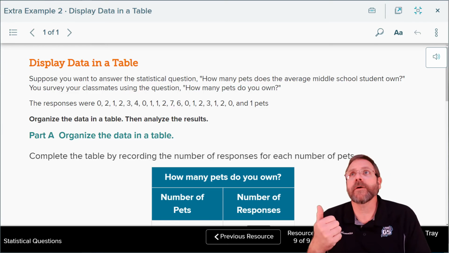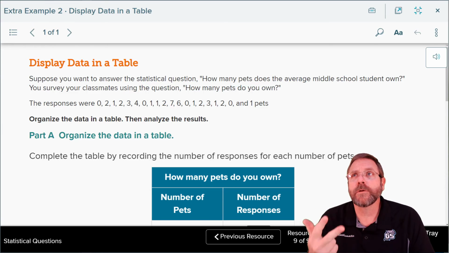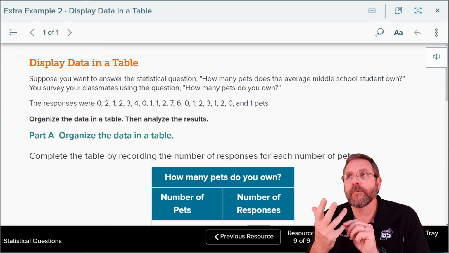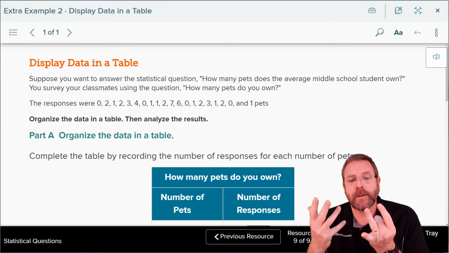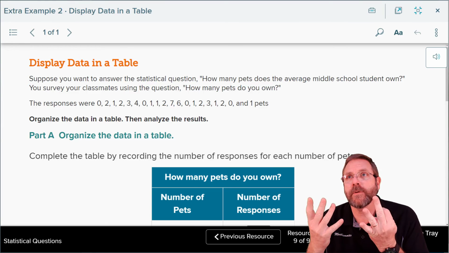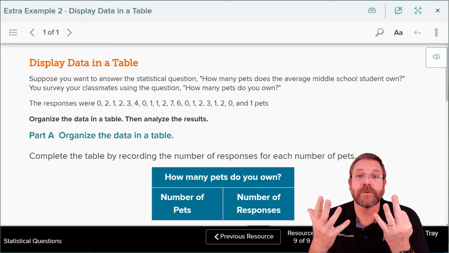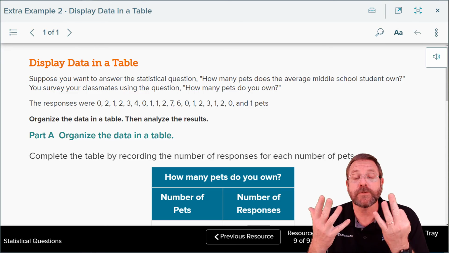Well, if you're in my house, let's see, we got 1 dog, 2 cats, that becomes 3, 1 dragon, that becomes 4, and then we have 3 ducks, that becomes 7, and then a goose. So we have 8 pets at our house. Yes, we really have a dragon. True story.